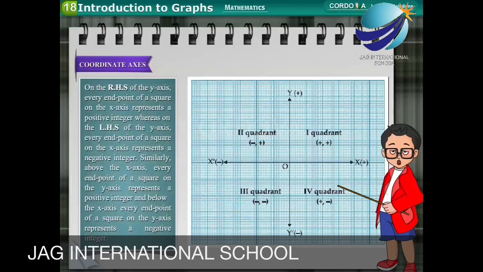On the RHS of the y-axis, every endpoint of a square on the x-axis represents a positive integer, whereas on the LHS of the y-axis, every endpoint of a square on the x-axis represents a negative integer. Similarly, above the x-axis, every endpoint of a square on the y-axis represents a positive integer, and below the x-axis, every endpoint of a square on the y-axis represents a negative integer.